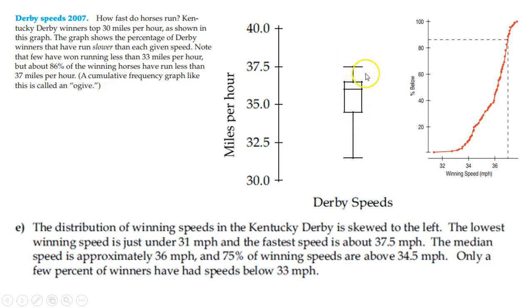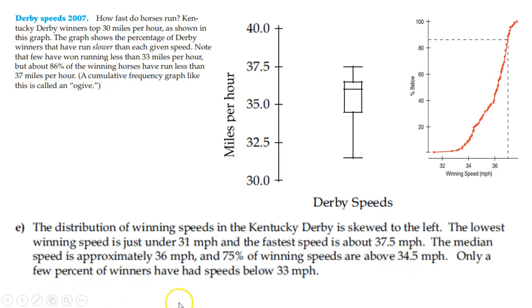And it's looking like the data might obviously be skewed to the lower end. Well, the lower end would actually be skewed to the left, which is where that's coming from. Even though it's skewed down this way, you're like, isn't that to the right? Well, actually, the lower numbers, if you look at it that way, are skewed to the left. The lowest winning speed is just under 31, and the fastest is just above 37.5. The median speed is approximately 36, and 75% of the winning speeds are above 34.5.